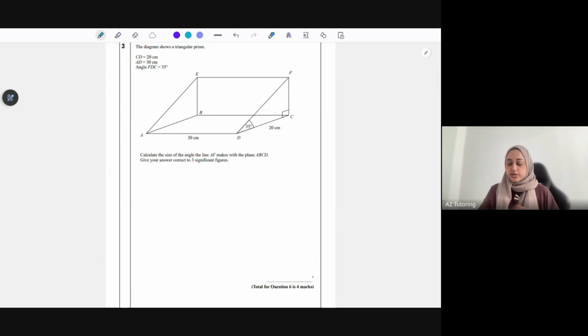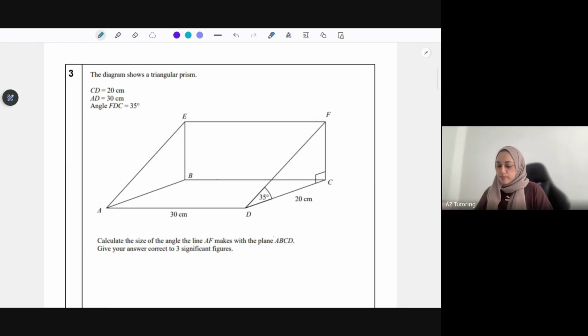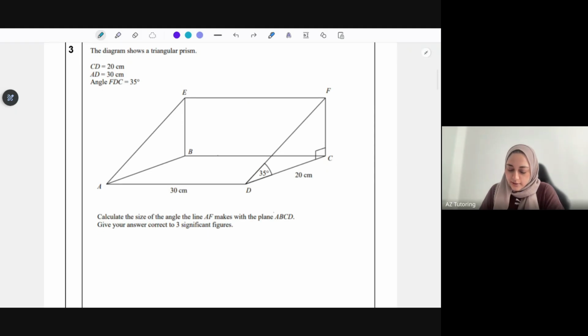So we've got a triangular prism here now. It's labeled all these in the diagram for us already. So CD is 20, AD is 30, and angle FDC is 35. Okay. Calculate the size of the angle the line AF makes with the plane ABCD. So calculate the size of the angle, the line AF. So where's AF? AF is here. Over there, right?